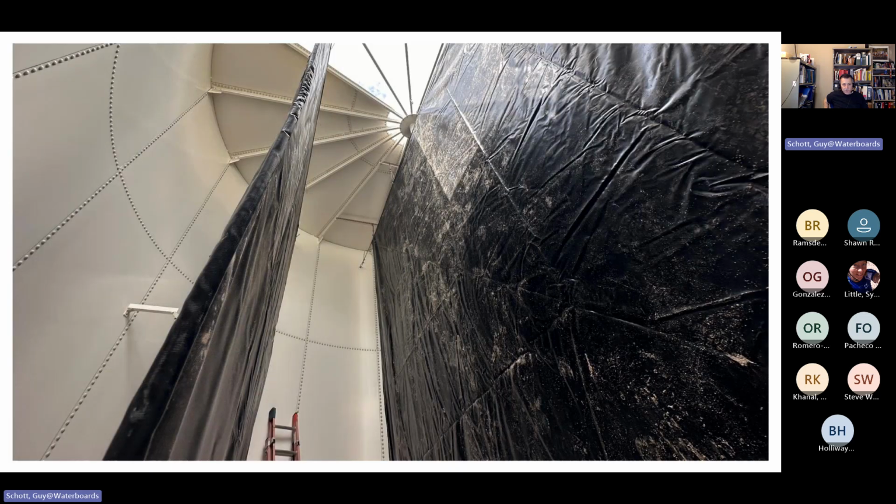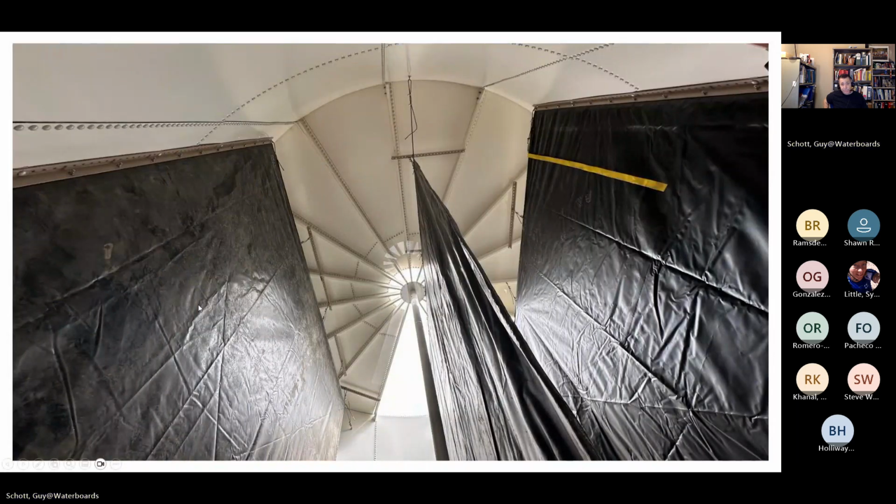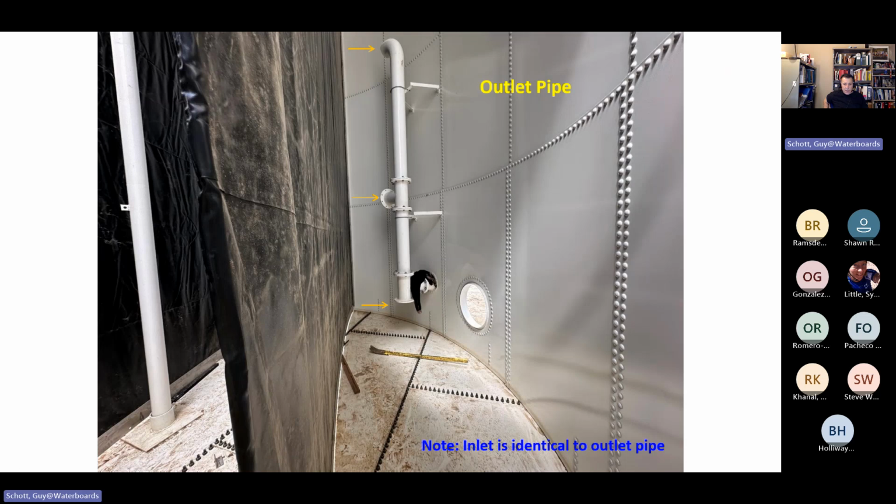So here are the baffles. There are 3 baffles here. The water's going to go serpentine around these baffles. And then here's the outlet pipe that's fully constructed. And so you have water coming here, here, and here. And this is the same thing on the other side for the inlet.